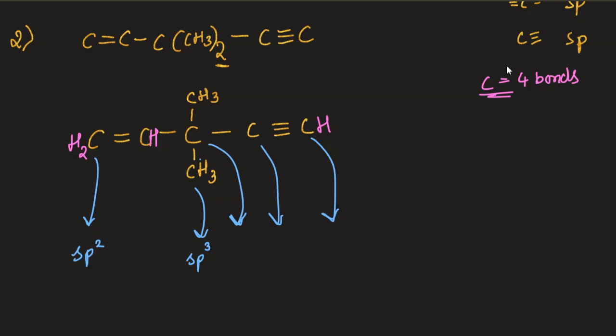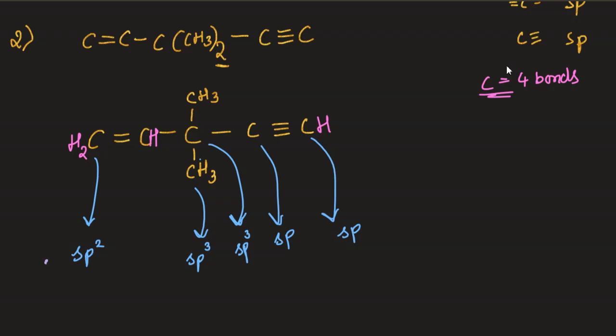Next, this carbon is surrounded by zero double bonds. There is no double bond, no triple bond, nothing. All are single bonds, so hence its hybridization is sp3. Next, this carbon is surrounded by one side triple bond. One side triple bond indicates sp hybridization. And the last carbon is also surrounded by one side triple bond, so you can take sp hybridization, right?